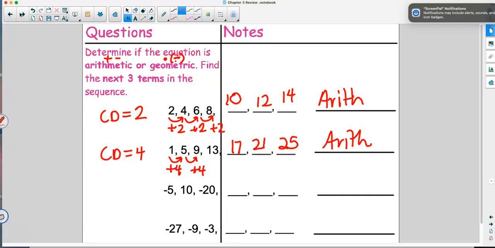This one's a little tricky. It changes signs, which is probably a little red flag to tell you that it's multiplication. It is timesing by -2. That is our ratio.